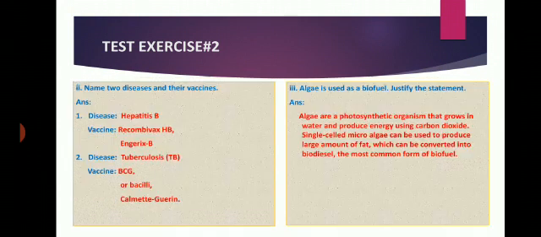The next question is: name 2 diseases and their vaccines. The first disease is hepatitis B and the name of the vaccine is Recombivax HB, Engerix-B. The second disease is tuberculosis, TB, and the name of the vaccine is BCG or Bacillus Calmette-Guérin. The word is Bacillus Calmette-Guérin.